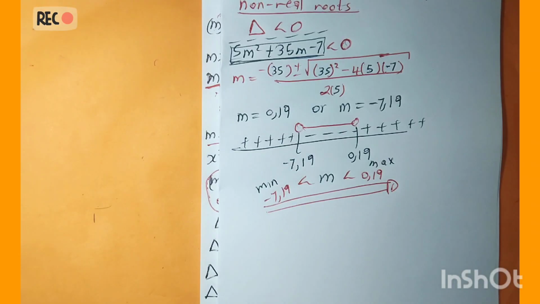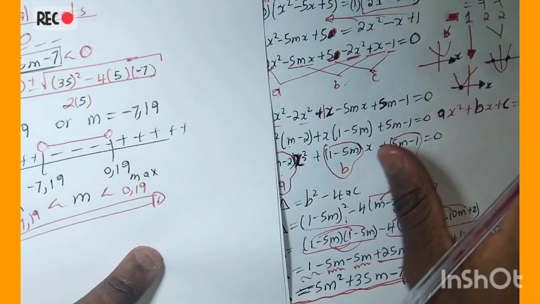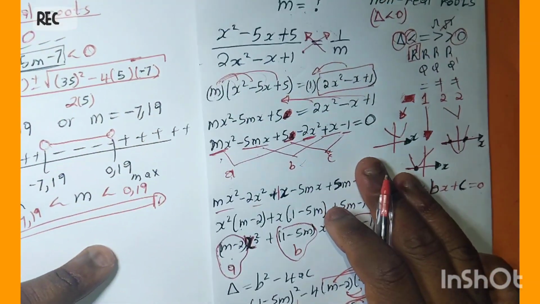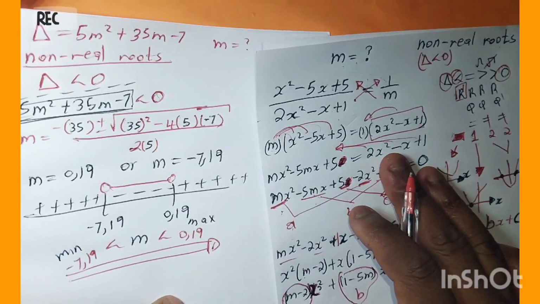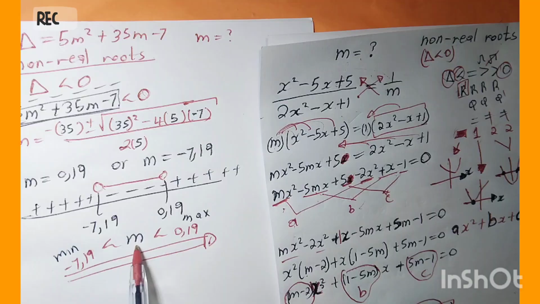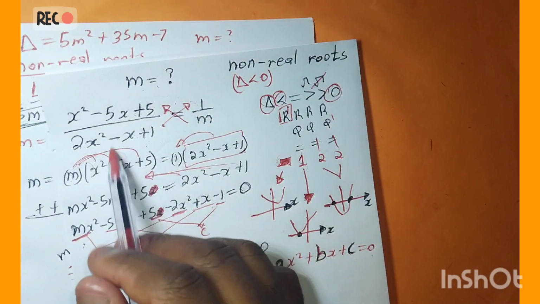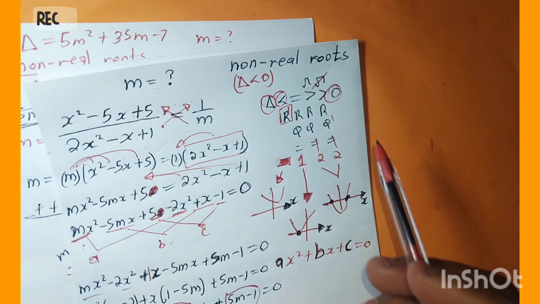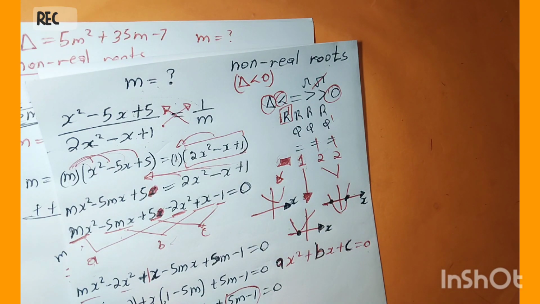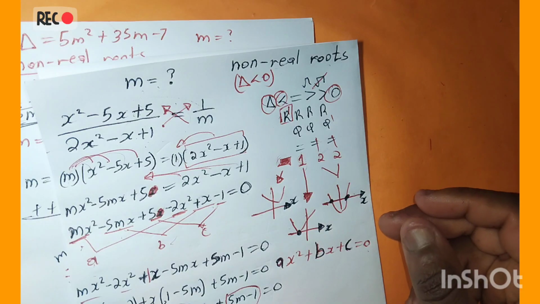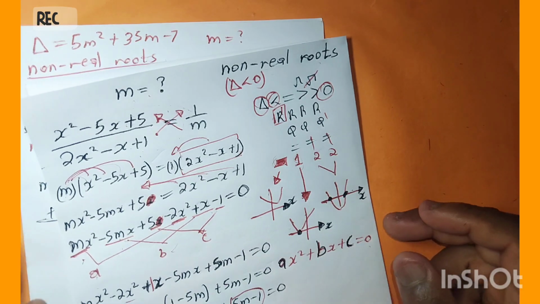That final answer, guys, says that for all values of m which are between this number and that one, that will make this equation have non-real roots. Yeah, that's how that thing is supposed to be.